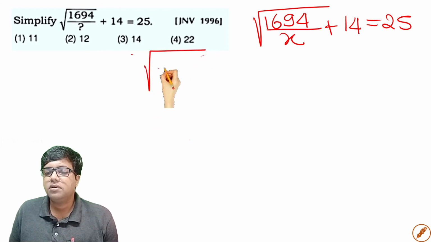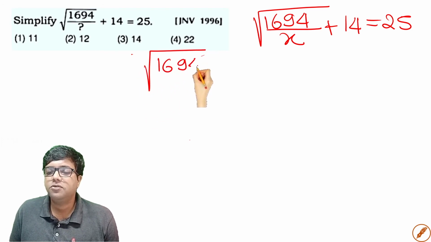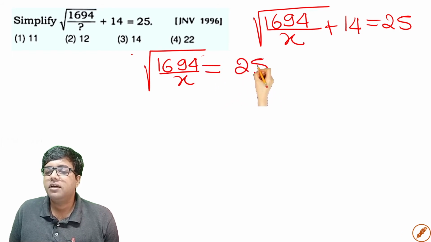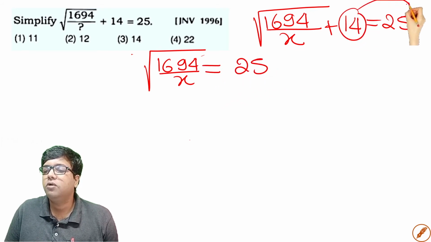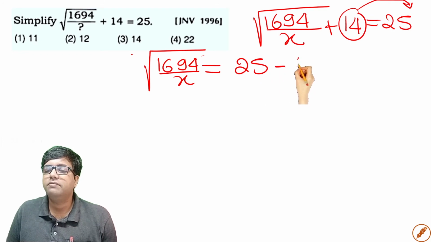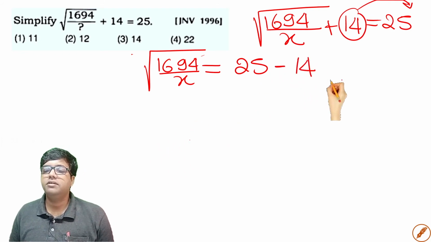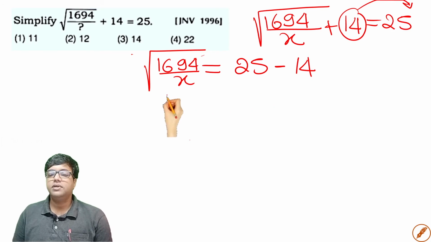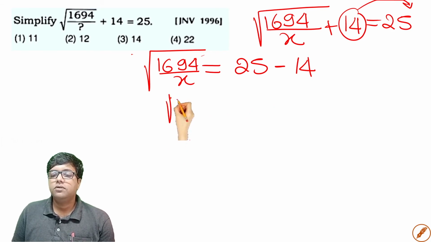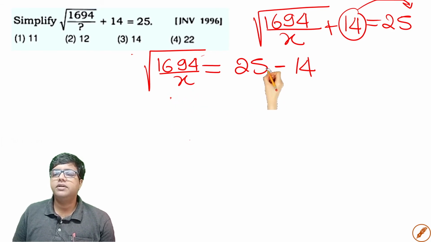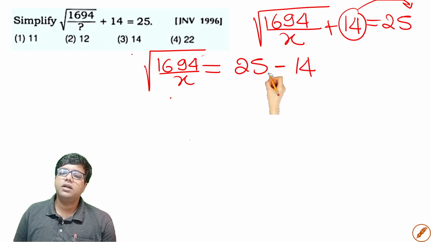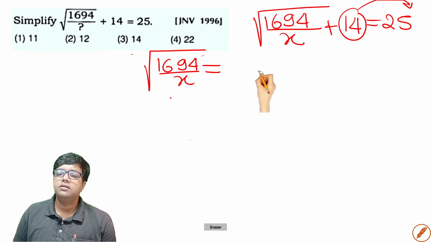So keep it here. 1694 by x is equal to 25. This 14 will move on to the left hand side, so it will be 25 with a negative sign by 14. So root of 25 minus 14, how much will it give you? It will give you around 11. So the value will be 11.